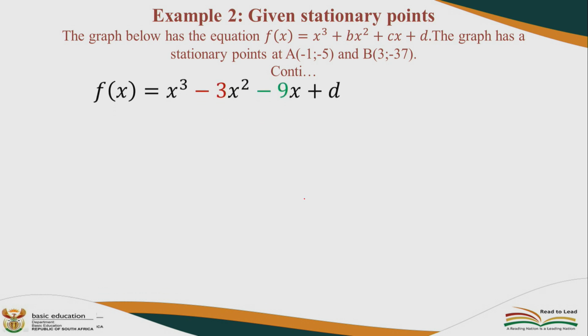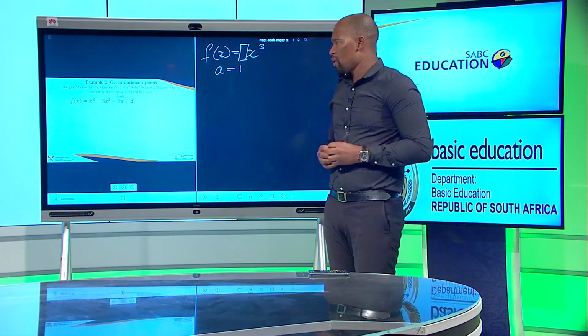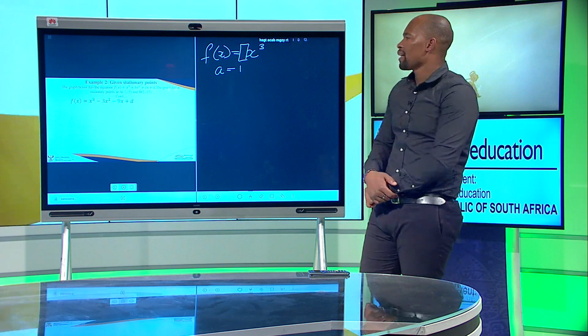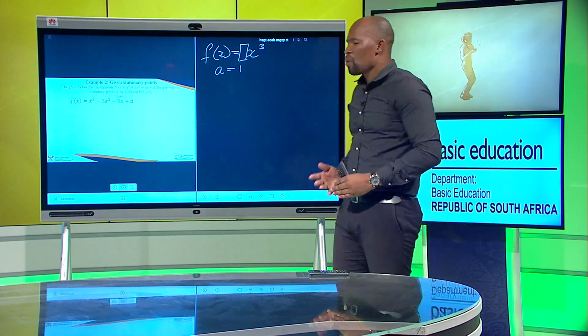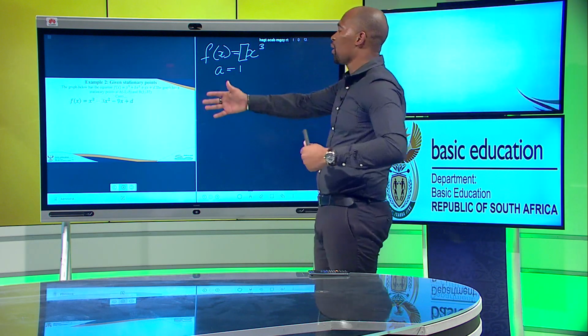How can I get d? That negative 3 is for b, negative 9 is for c. How can I get d? d is not having x. So I can say d can be something like a y-intercept, or I can equate to 0 if I was given the y-intercept.